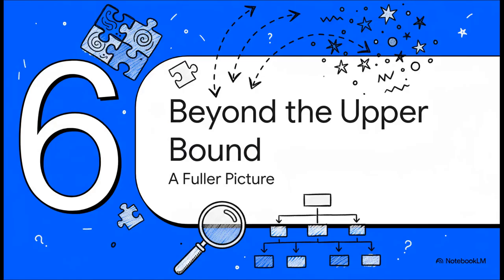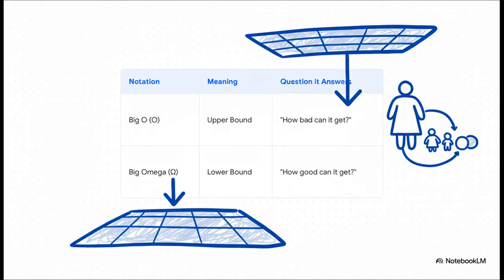But Big O is really just one piece of the puzzle. It tells us the worst-case scenario, that performance ceiling. So let's take a quick peek beyond that upper bound to get a more complete picture of what's going on. Turns out, Big O has a sibling, a counterpart. While Big O gives us the upper bound, the performance ceiling, there's another notation called Big Omega, and it provides the lower bound, or the floor. It answers the exact opposite question. What's the absolute best-case scenario? How good can this possibly get?